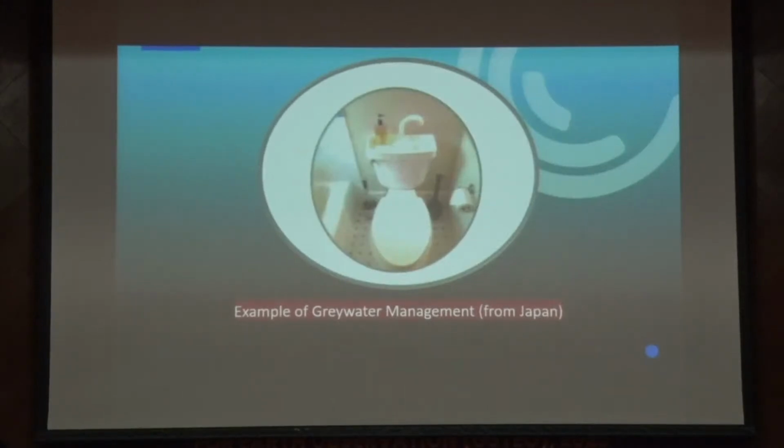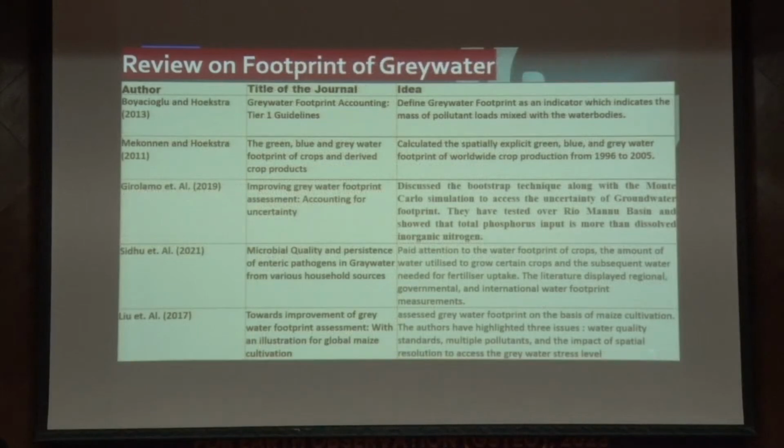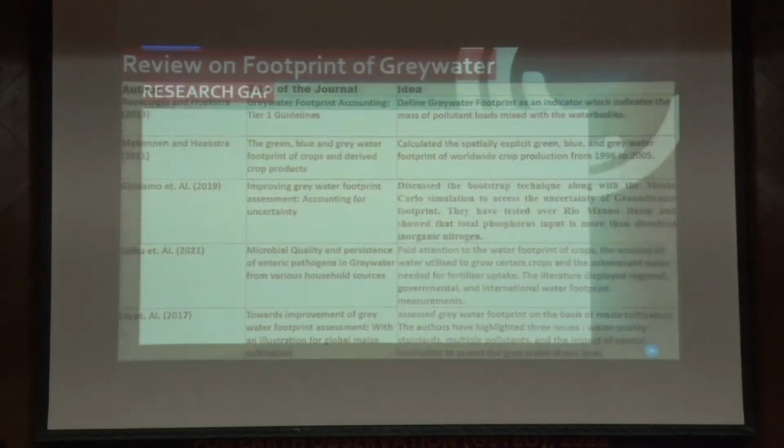This is a technology we know very well. It is practiced in Japan, where the hand-wash water comes directly to the flush, to prevent the wastage of water during hand washing. This is also some literature review work about grey water footprint.